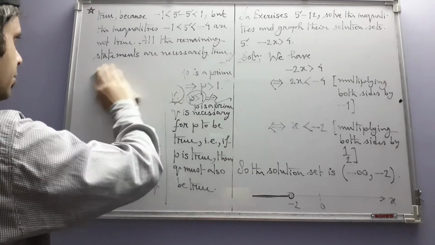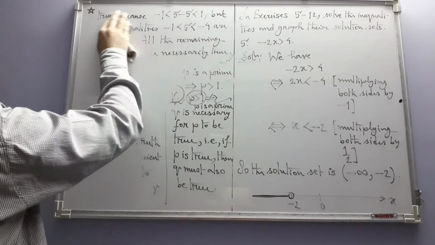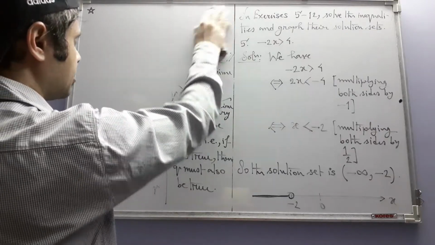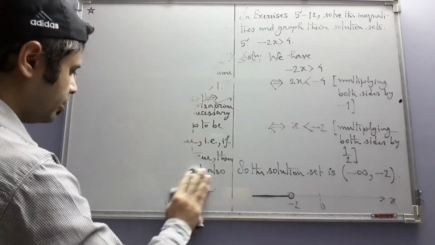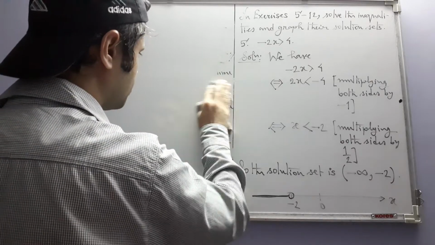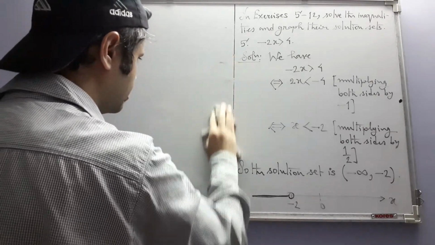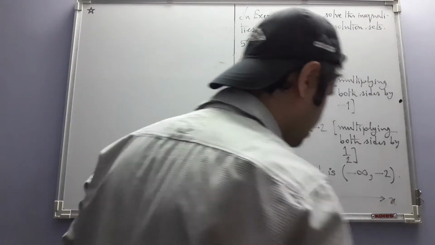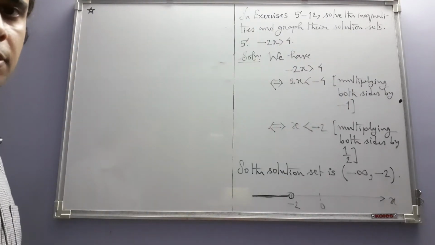Now that we have written one solution properly, we can write the others more sketchily, not writing all the details. In fact, we will just barely solve the inequality and that's it.